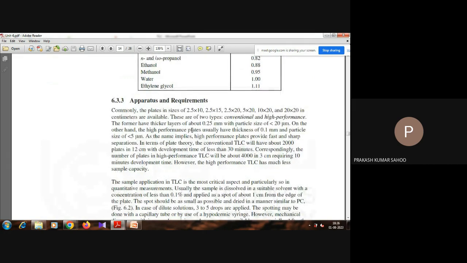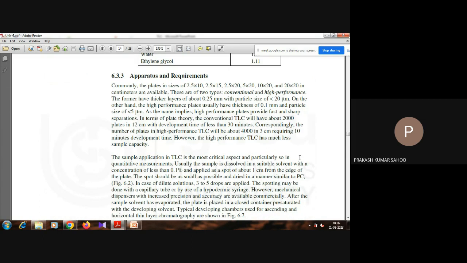Then apparatus and requirements. The plate size is 2.5 into 10 centimeter, or 2.5 into 15, 2.5 into 20, 5 into 20, 10 into 20, 20 into 20, depending on the size of your sample or number of samples. You will choose the size of the plates accordingly. Okay, then two types of plates are available. They are conventional or general, and high performance.